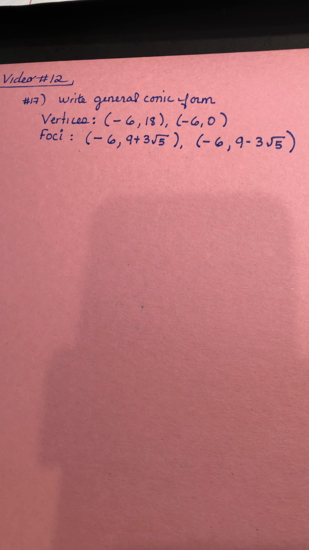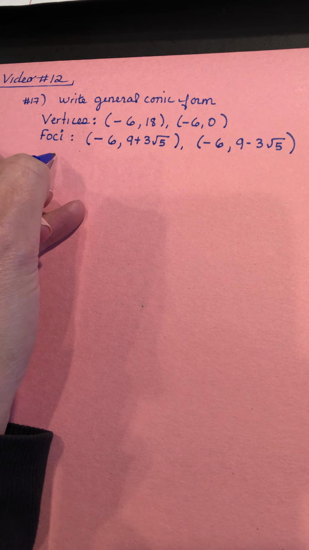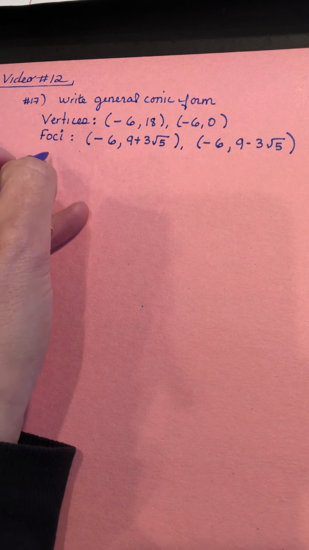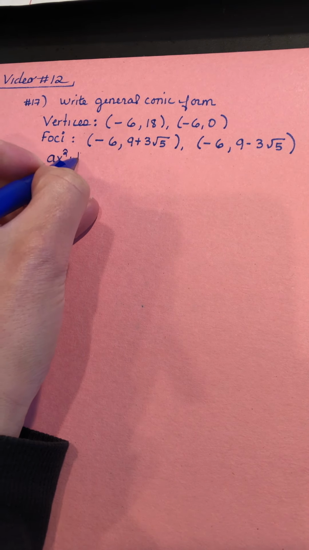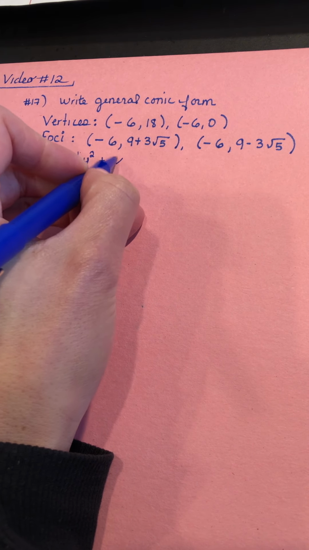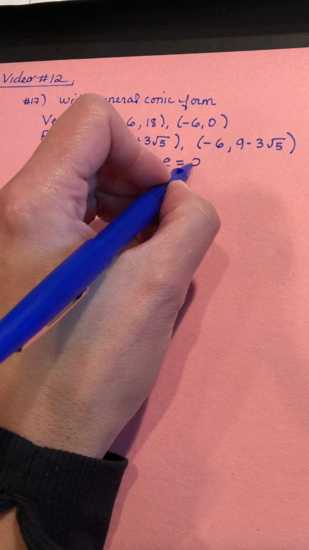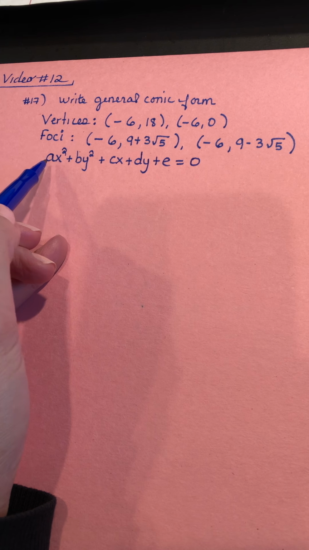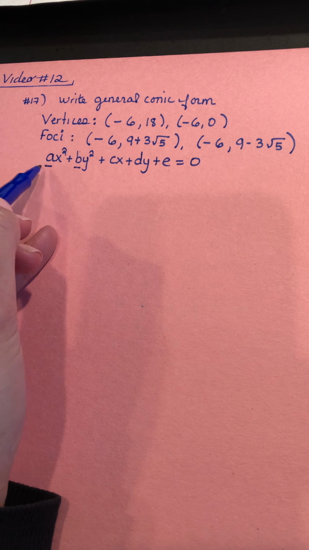Now, video number 12 asks us to write the general conic form. And you remember from circles, hopefully, that the general conic form is actually going to be the same thing for the ellipse. It's going to be ax squared plus by squared plus cx plus dy plus e equals 0. The only difference is that because this is an ellipse, A and B are going to be different, okay?